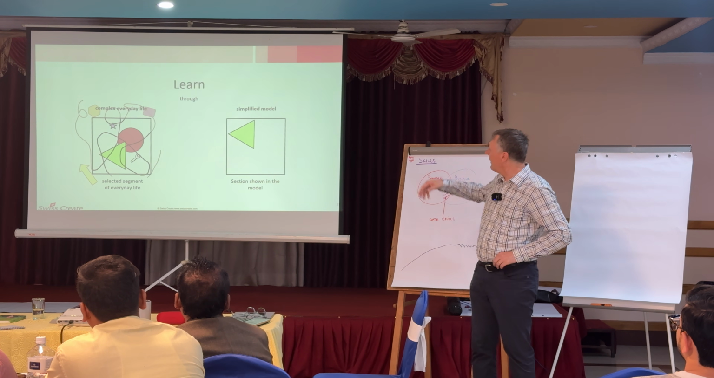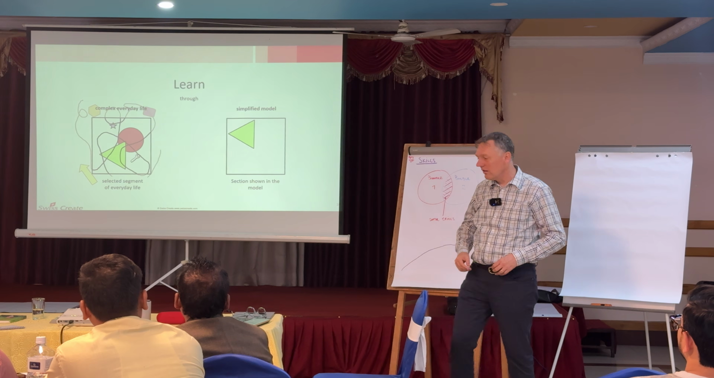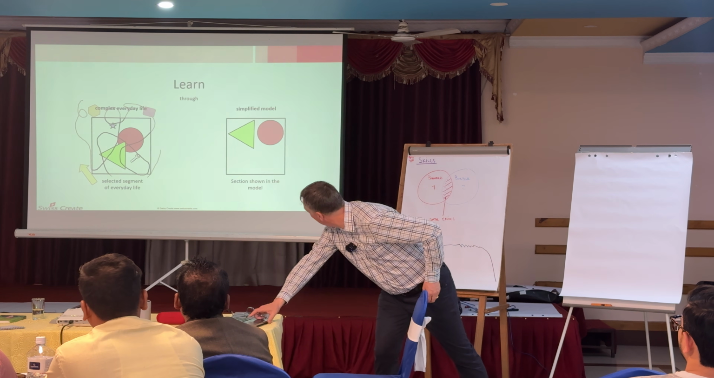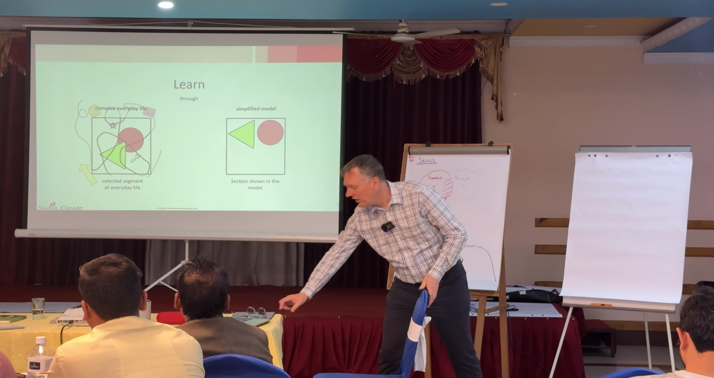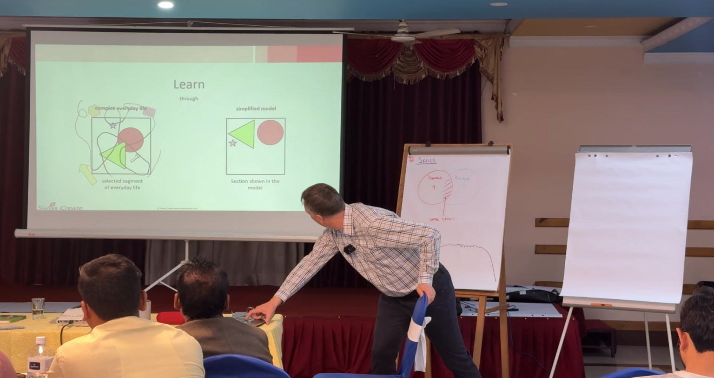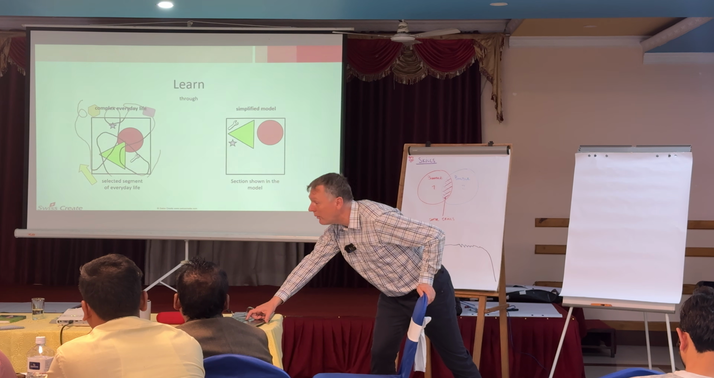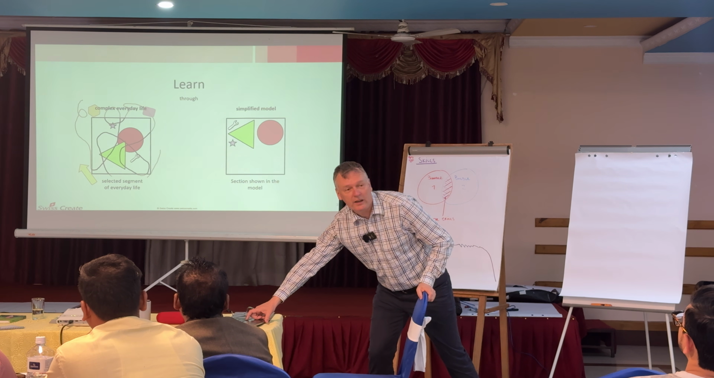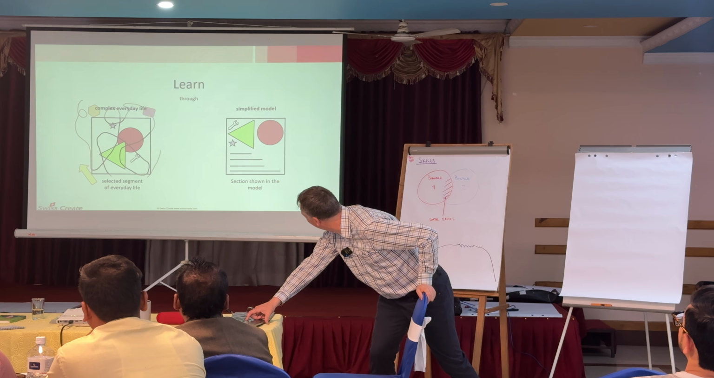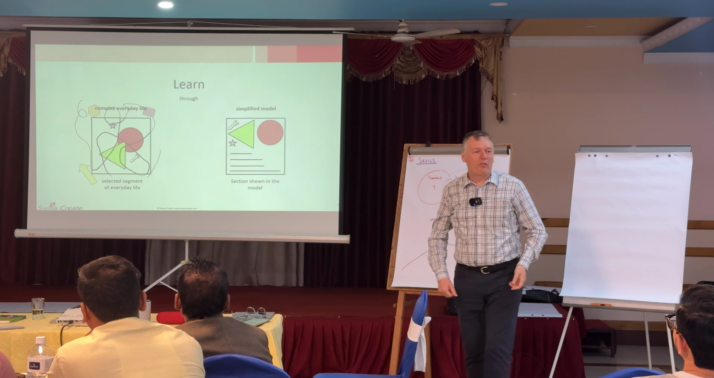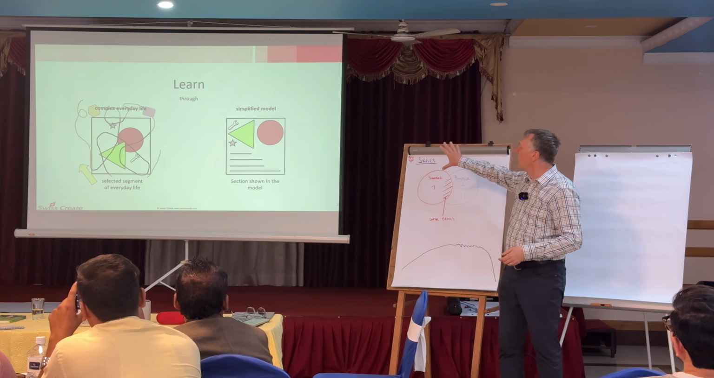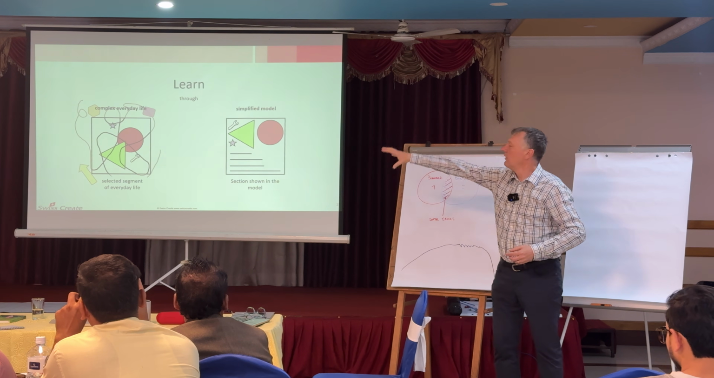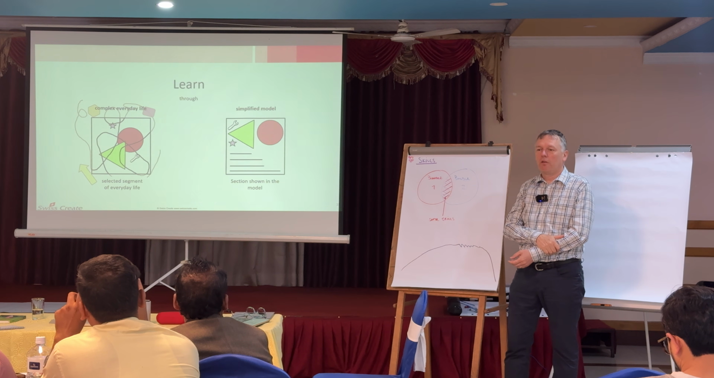You said there is a green triangle, and there is a red dot, and there is a star, and there is a Gabelschlüssel, I don't know the word in English. Wrench. And there are some lines. So you make a simple model of everyday life.